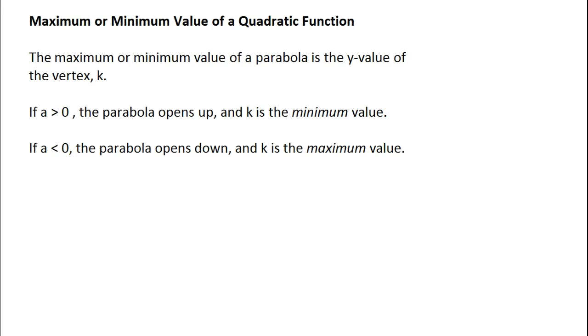Now let's talk about what a does. It helps us figure out if we have a maximum or a minimum value of the parabola. If a is positive, then the parabola opens up, and the y-coordinate of your vertex will be your minimum value. If a is less than 0, if it's negative, the parabola opens down, and the y-coordinate of your vertex is your maximum value.